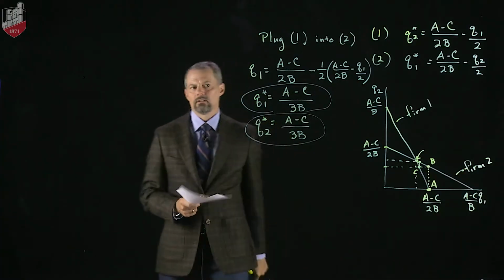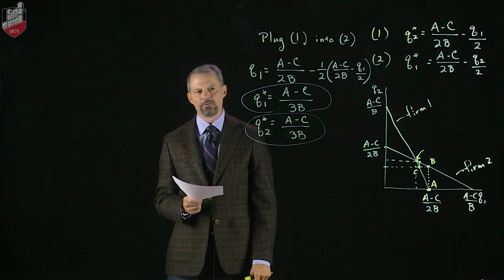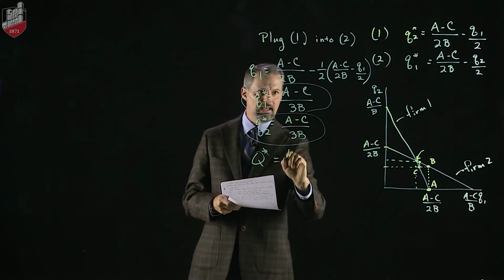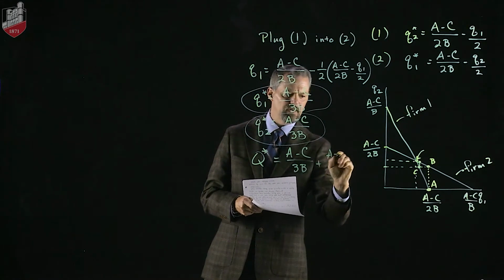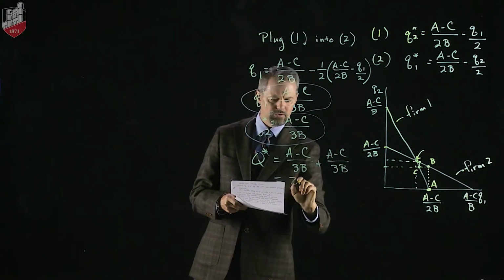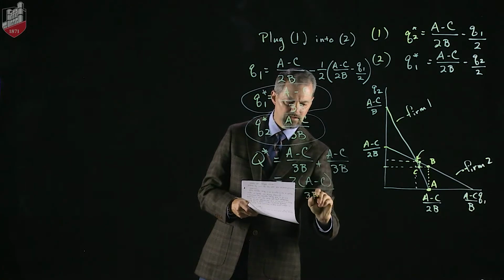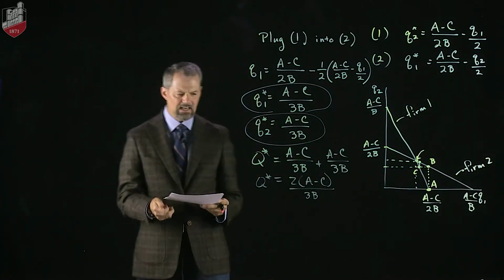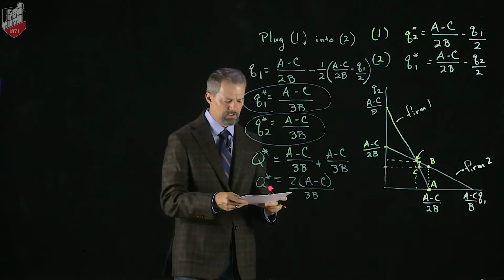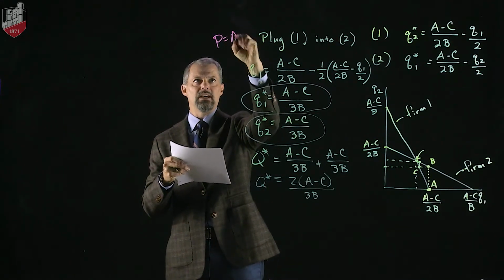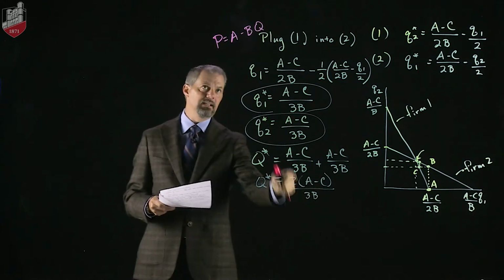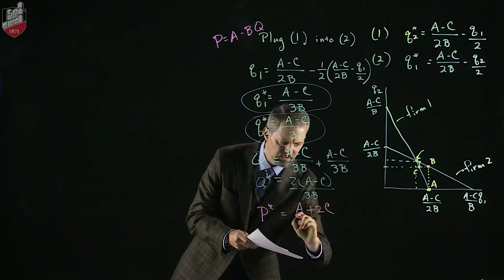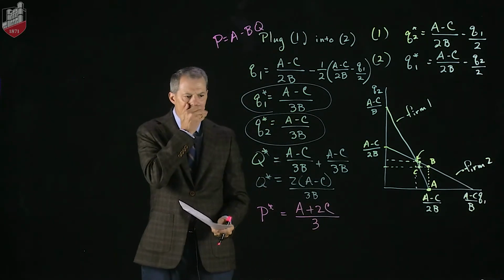I would encourage you to work through that and verify that that's the optimal quantity for firm 1 and firm 2 to produce. Total output is the sum of these. So total quantity, which I'll call Q star, is (A minus C) over 3B plus (A minus C) over 3B, which gives you 2(A minus C) over 3B. That's the market quantity, the total amount produced in the market. Once you've got that total quantity, you can plug it into the original demand curve. Remember, our demand curve is P equals A minus B times Q. If you plug that Q in, you're going to get P star equals (A plus 2C) over 3.